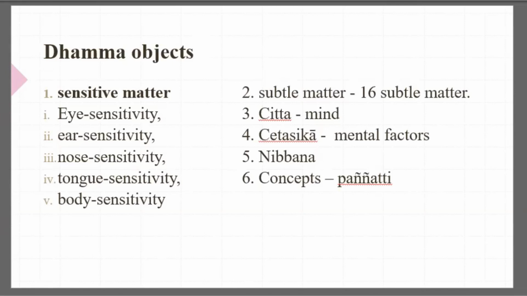We will learn in detail in chapter 6, the chapter on materiality, or Rupa Paricceda. Here just pay attention to these things. In the next lesson, we will also learn about the bases, and in the bases we will learn about these matters in detail. Just pay attention: those are the 5 sensitivity matters: eye sensitivity, ear sensitivity, nose sensitivity, tongue sensitivity, and body sensitivity.